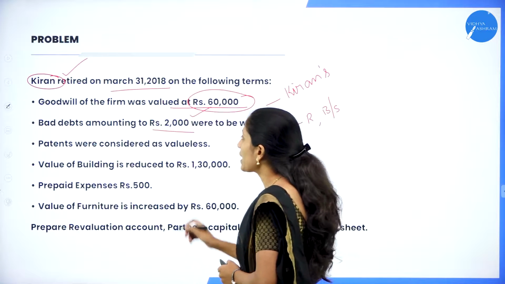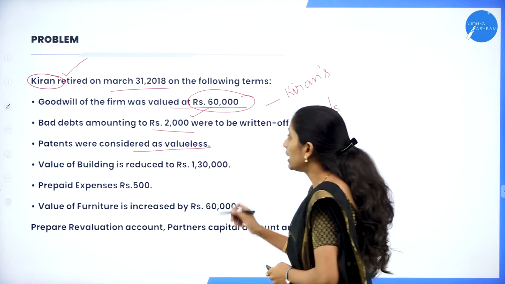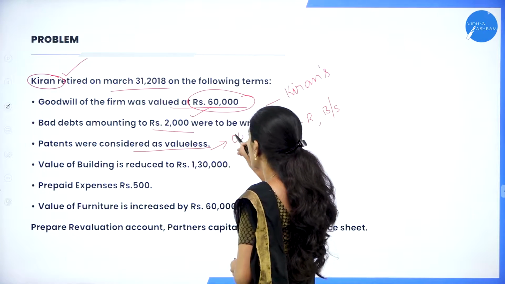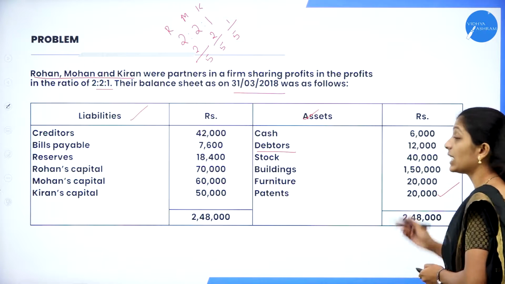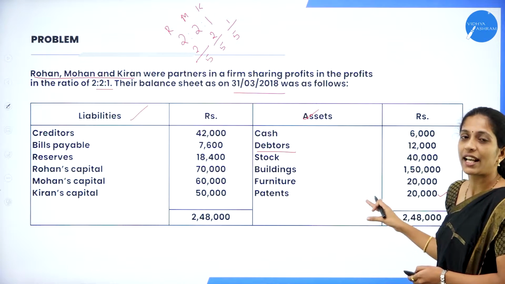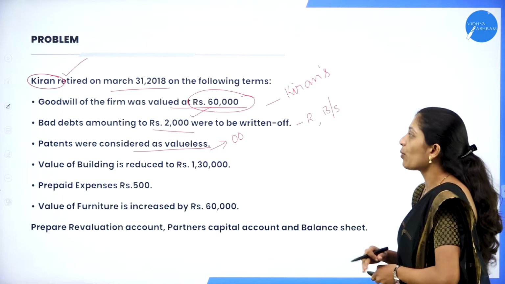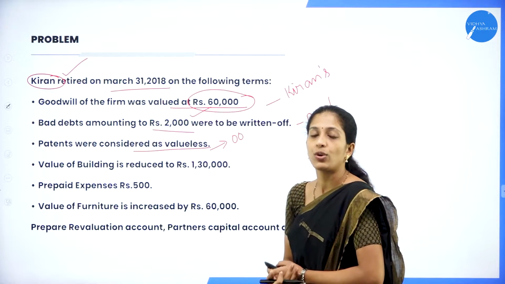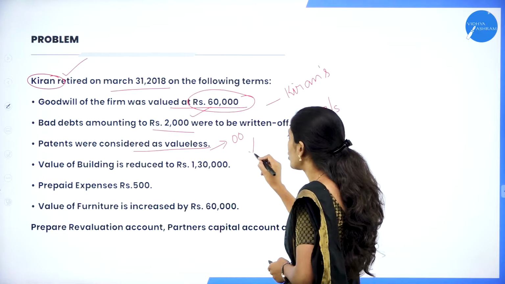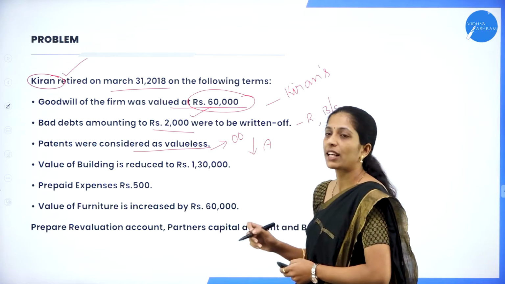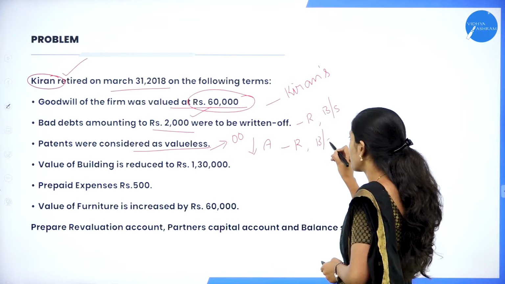Next, patents is to be considered as valueless. So what do you mean by valueless? Here its value is going to become 0. So what the patents they have given here? Patent is 20,000. Now they are telling that before the retirement of a partner, patent was rupees 20,000. But now what they are telling? It is becoming valueless. In the sense, patent is what? Patent is an asset. So decrease in the value of asset. So where do we record? We will record in revaluation account once. We will record in the balance sheet.